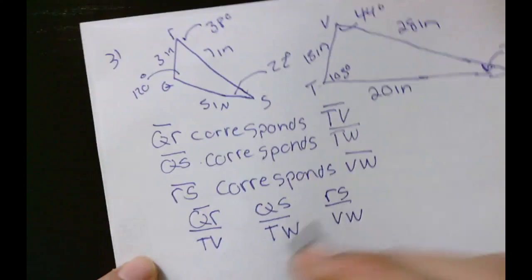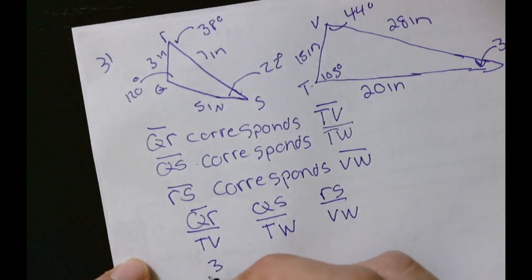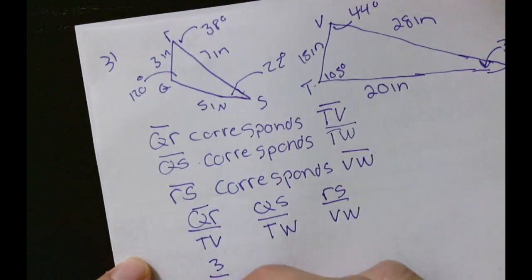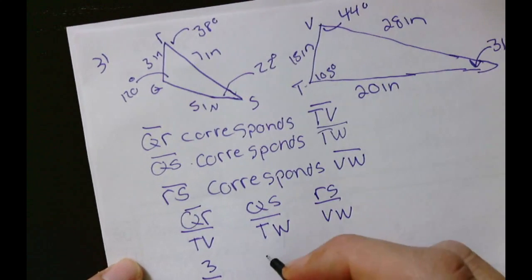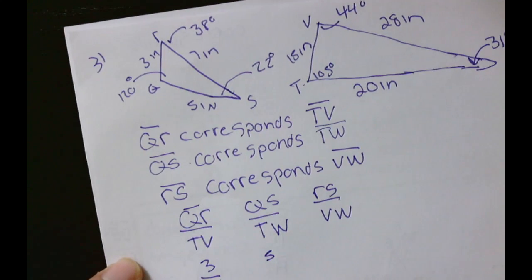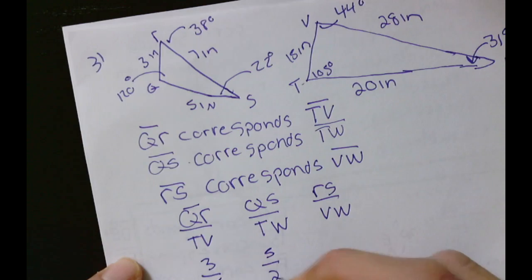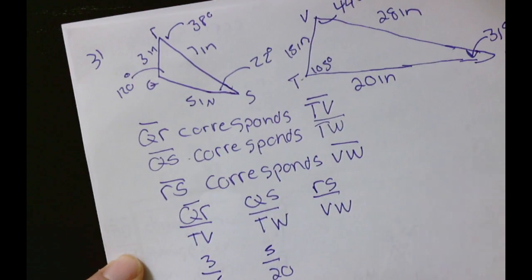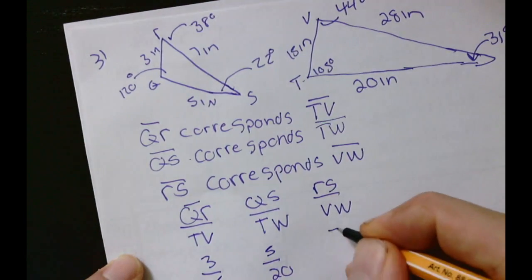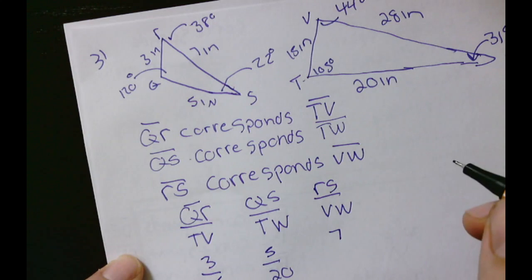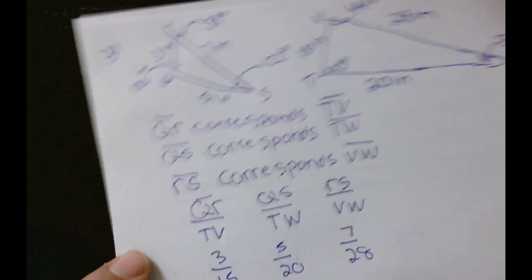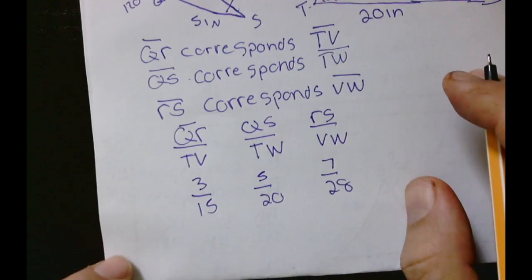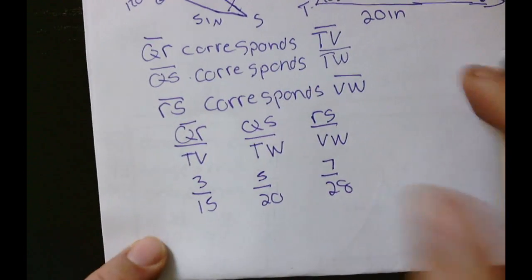We've got QR, which is 3, and TV, which is 15. We've got QS, which is 5, and TW, which is 20. Lastly, we've got RS, which is 7, and VW, which is 28. The last thing we're going to do is simplify.